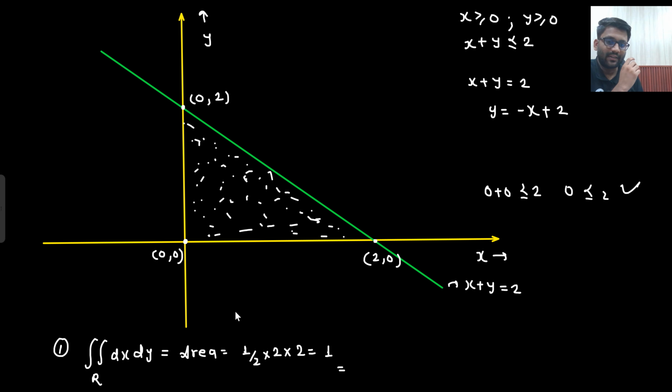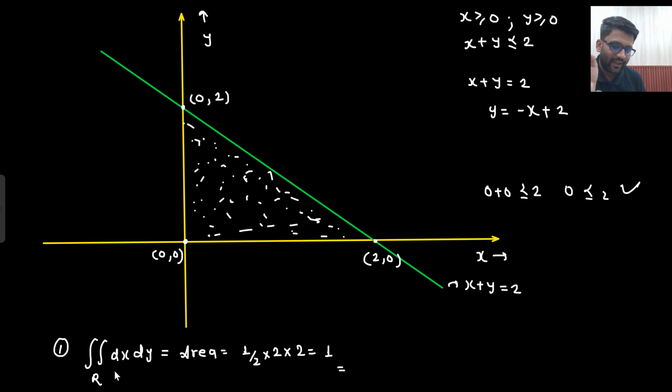Now second, they are asking the integral of xy dx dy over region R. This is a particular function that they have given and you need to integrate this function with respect to dx dy. So here you have to put the limit of x as well as the limit of y. Here also you need to do the same thing. Here also you need to put the limit of x and the limit of y.